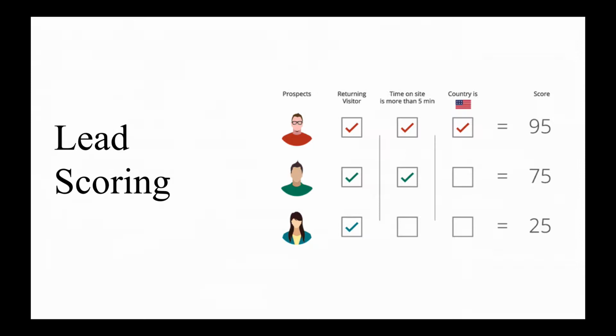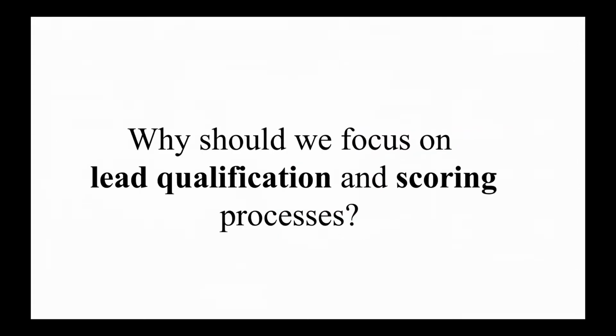So, what do you think? Which prospect, the lady, the man in green, or the one with glasses and red, would require action immediately? Of course, the first one, the red one. So that's why we score. And I want to show you how to use the practices to automate the entire process.